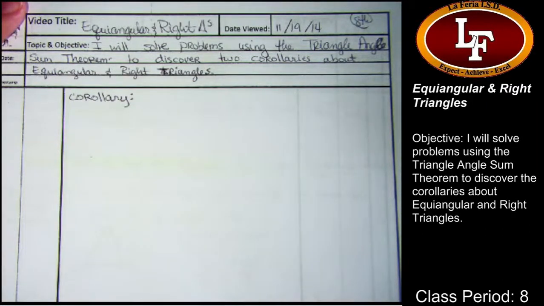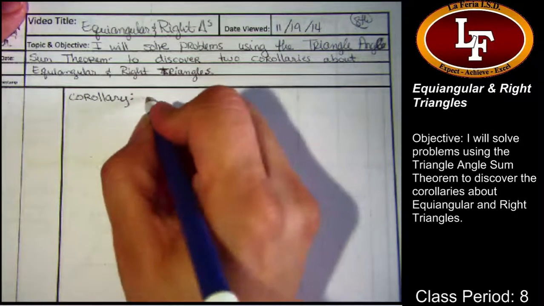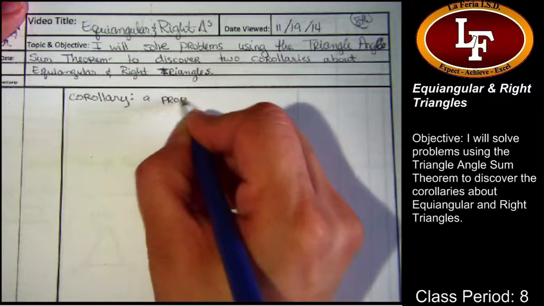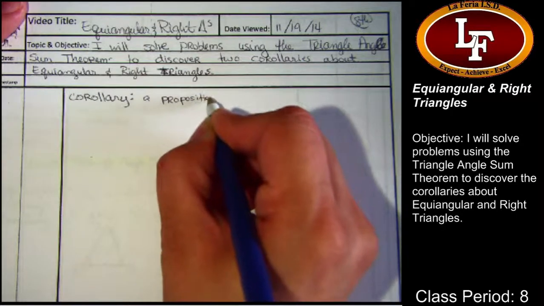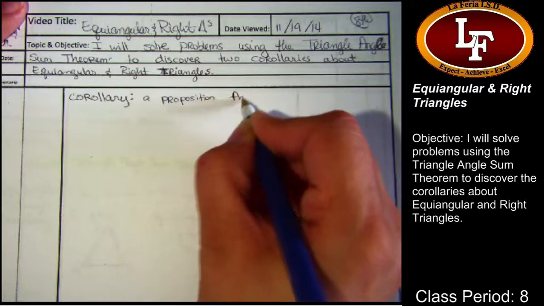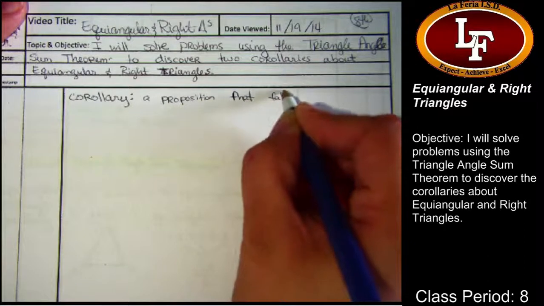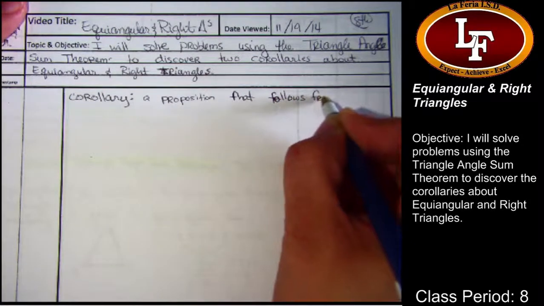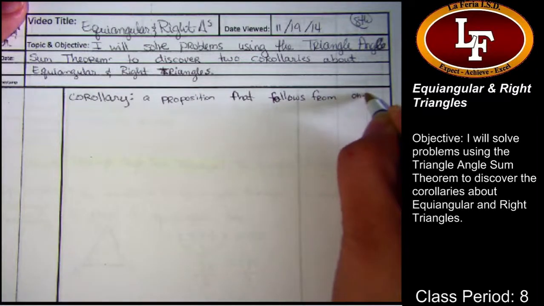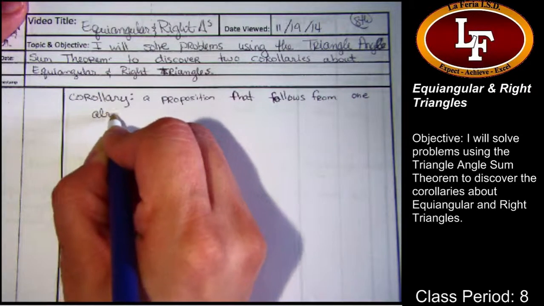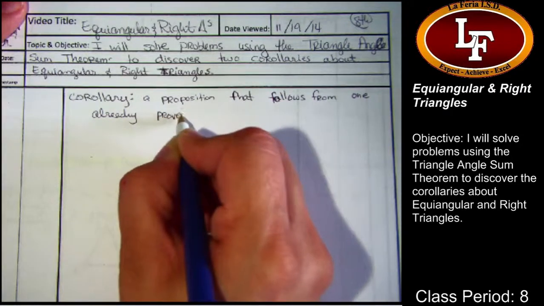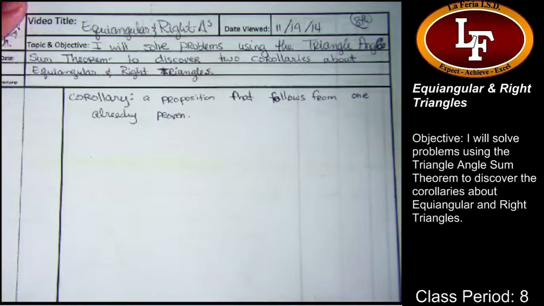Okay? So the definition that I have for corollary for you says this. A corollary is a proposition that follows, that's supposed to be an O, that follows from one already proven.